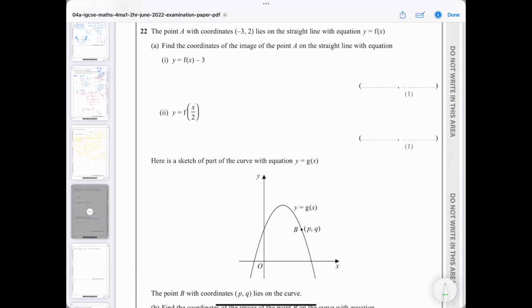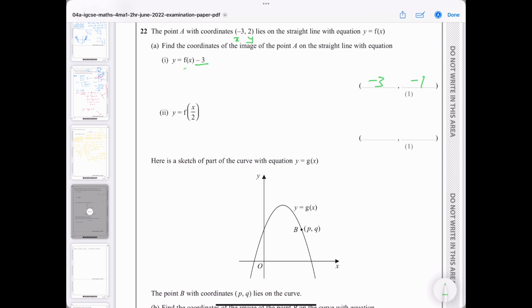Now, point A has the coordinates -3, 2, and it lies on a straight line with equation y equals f of x. Find the coordinates of the image point of A on the straight line with the equation f of x - 3. So if it's outside this bracket, it means it only affects the y coordinate. So that's x and that's y. So it means that x remains the same place, but y is going to move down 3. So that's 2 minus 3 is -1.